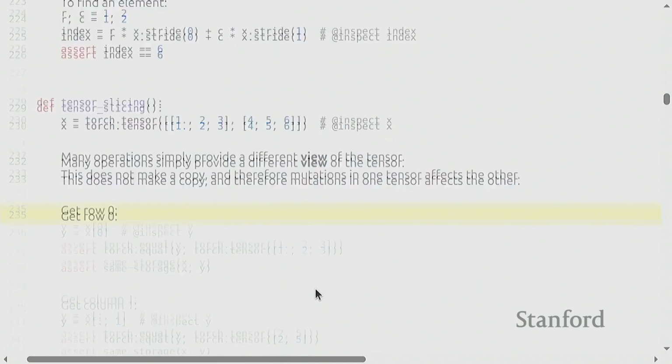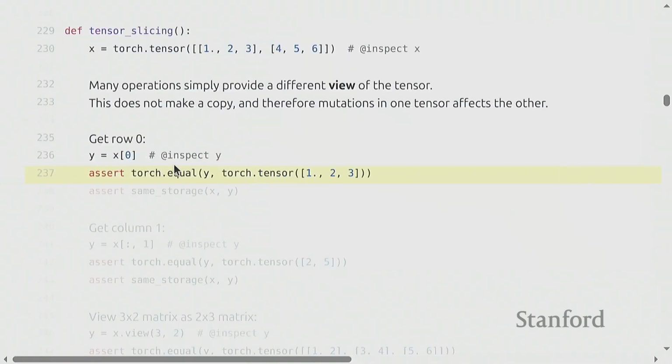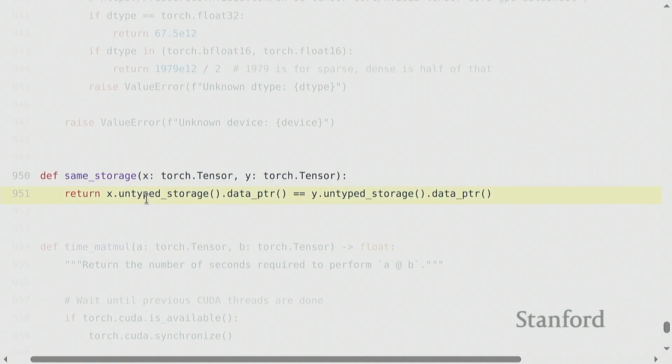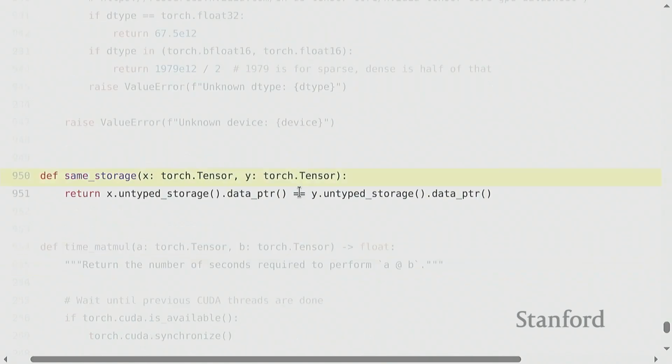So for example, if you just get row 0, remember y is this tensor, and x is 1, 2, 3, 4, 5, 6, and y is x[0], which is just the first row. You can sort of double check. There's this function that says if you look at the underlying storage, whether these two tensors have the same storage or not. So this definitely doesn't copy the tensor. It just creates a view. You can get column 1. This also doesn't copy the tensor.